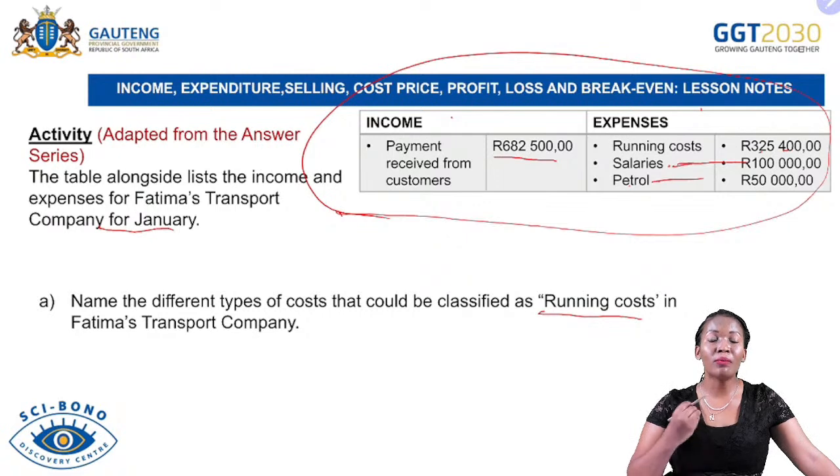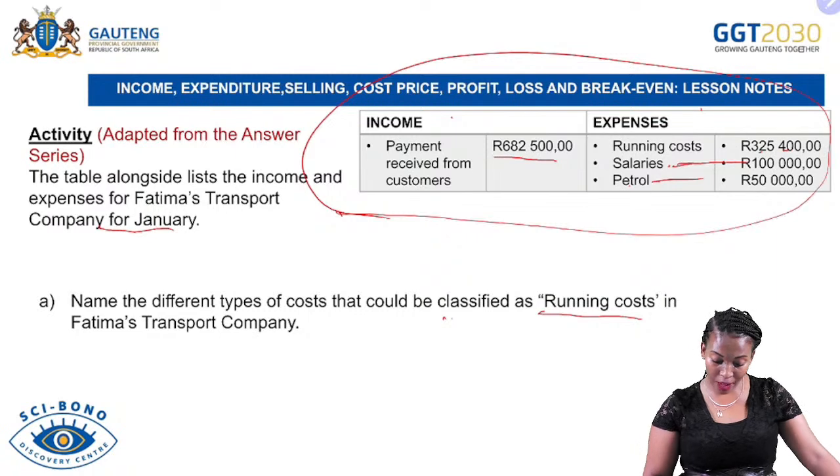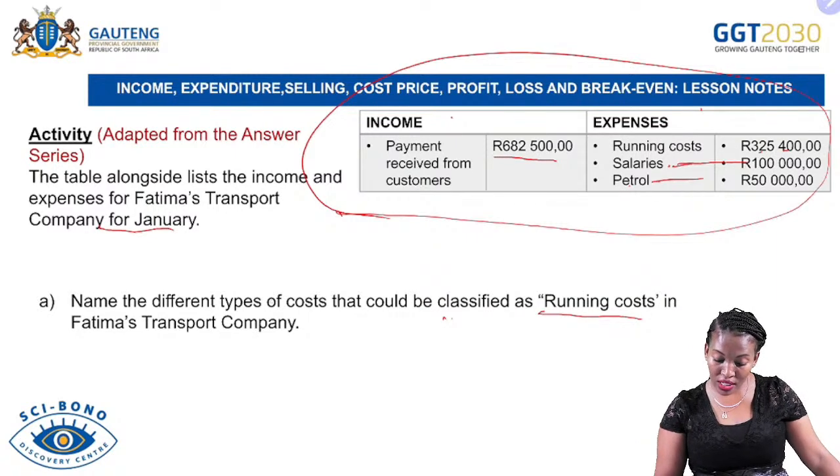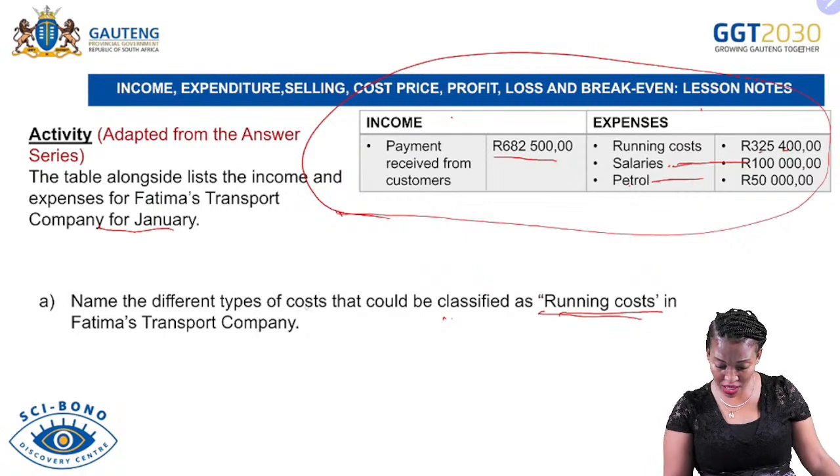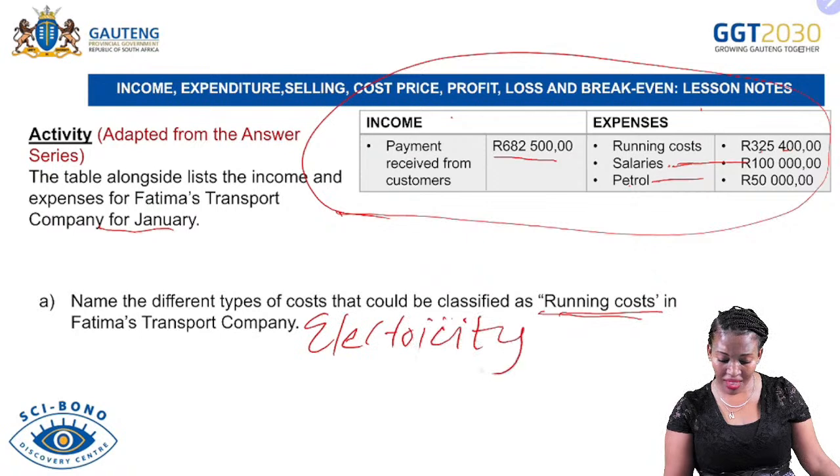What you are doing is more like you are preparing for war. You are preparing your guns, your missiles, and everything. Now that you are at war, you are ready. You've got everything that you needed. So here, name the different types of costs that could be classified as running costs. I said an example could be electricity. It can be water, or maybe even transportation.